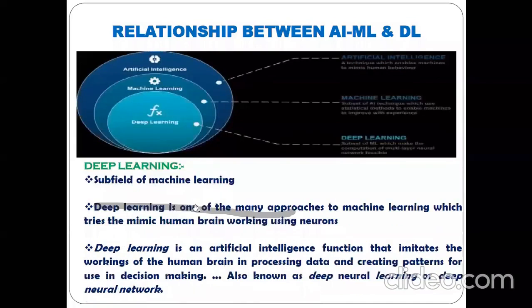Let's go to the next part. The same part we have discussed, I have written here. Deep learning is a subfield of machine learning. Deep learning is one of the many approaches to machine learning, which tries to mimic the working of the human brain using neurons. The same part I have explained to you. Which does what? Mimics the human brain's working using different kinds of neurons. Below, deep learning is an artificial intelligence function that imitates, meaning copies, simulates the working of the human brain in processing data and creating patterns for use in various kinds of decision making. So deep learning is also known as deep neural learning or deep neural networks.